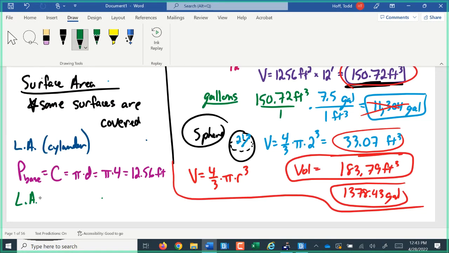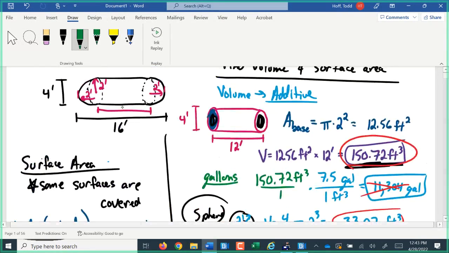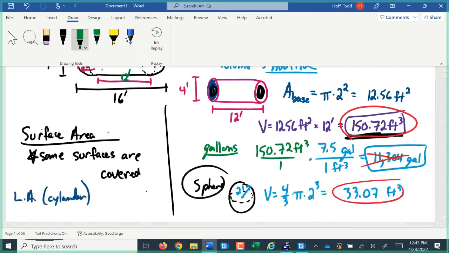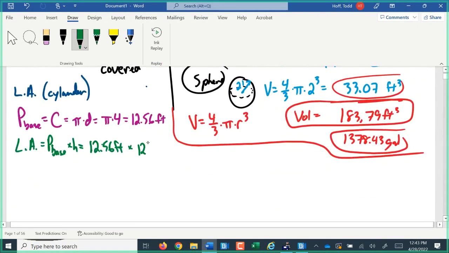So the lateral area is the perimeter of the base times the height, times the length. 12.56 feet times that length, which was 12 feet, right? Otherwise known as 150.72 square feet.